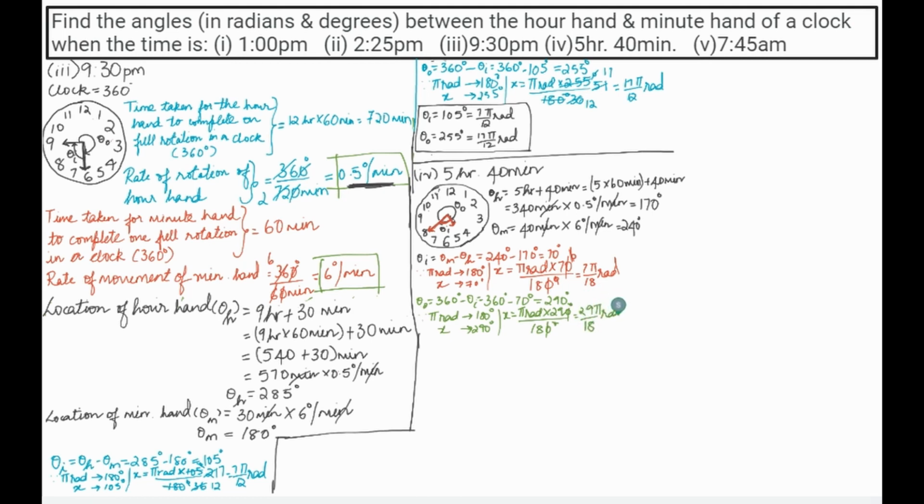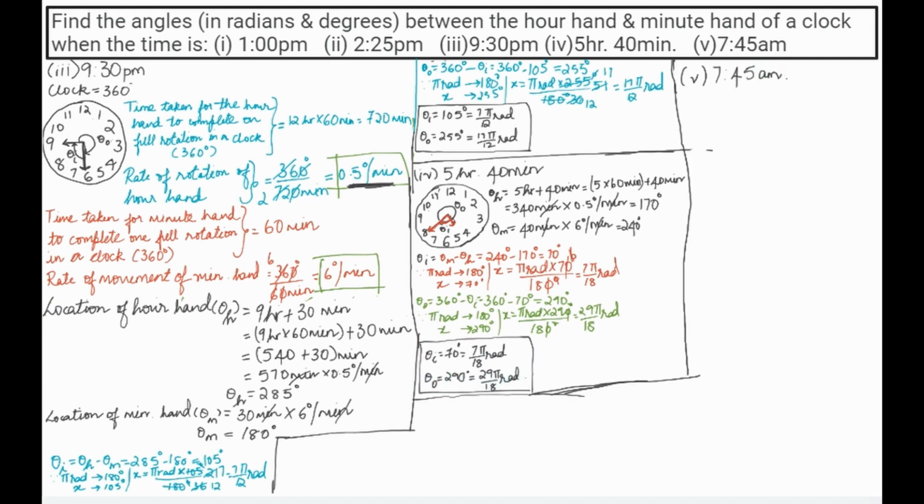radians. Therefore, the answer for the question of 5 hours 40 minutes is theta I, which is equal to 70 degrees. In terms of radians, it is equal to 7 pi by 18 radians. The outer angle theta O is equal to 290 degrees. In terms of radians, it is equal to 29 pi by 18 radians. And the last question given here is 7:45 a.m. So you can pause the video and try to find out the answer.